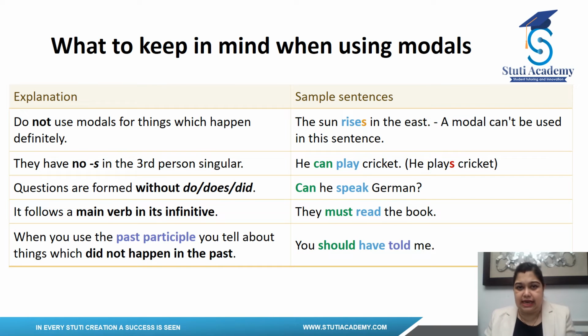He plays cricket. When you say plays with an s, that is a suffix. You don't need a modal verb here. That sentence is complete in itself. Yeah, you don't need a helping verb. That action is complete.